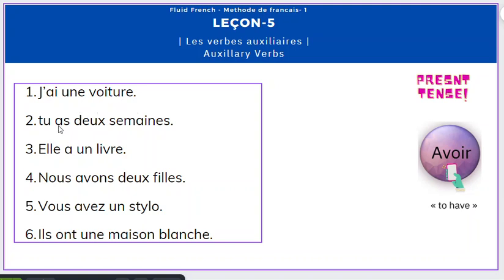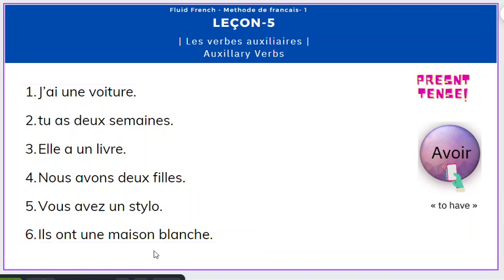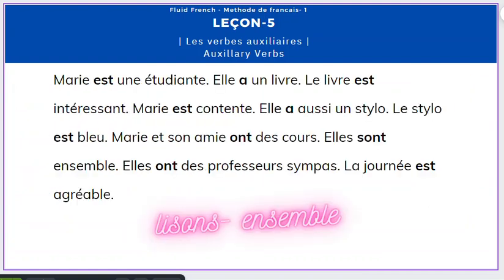J'ai une voiture. Tu as 2 semaines. You have 2 weeks. Elle a un livre. She has a book. Nous avons 2 filles. We have 2 daughters. Vous avez un stylo. You have a pen. Ils ont une maison blanche. They have a white house.